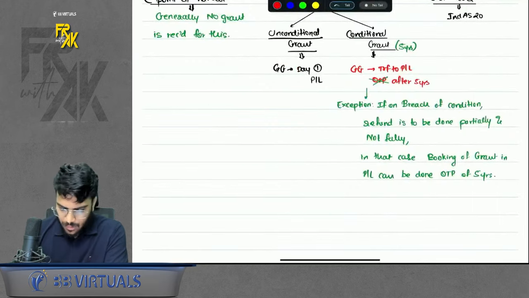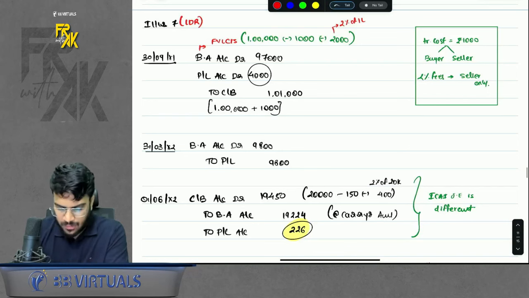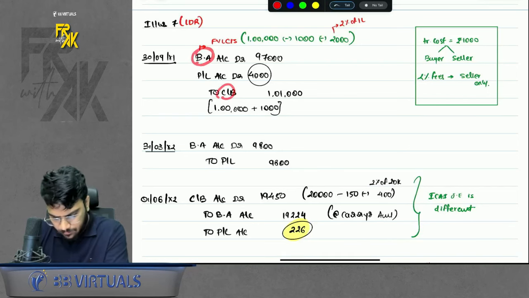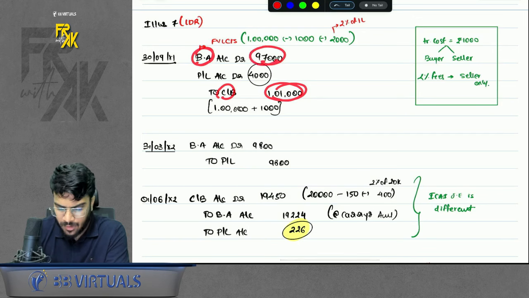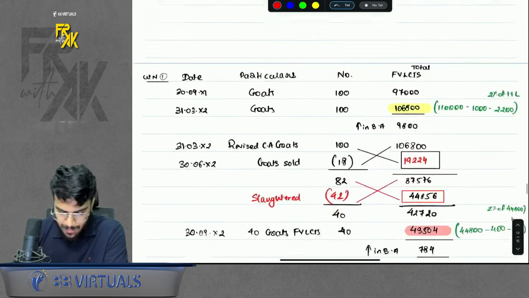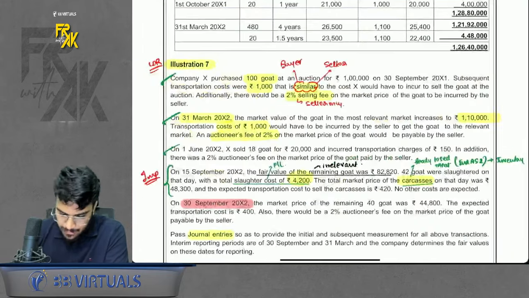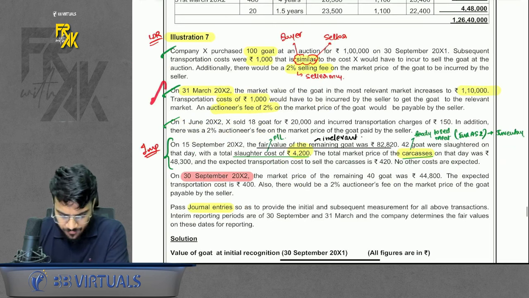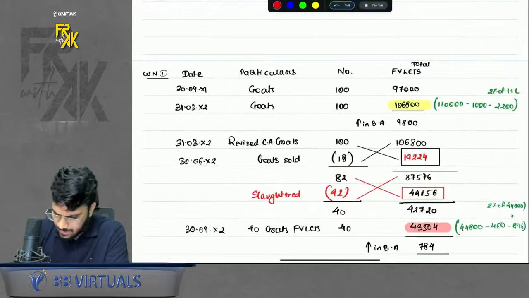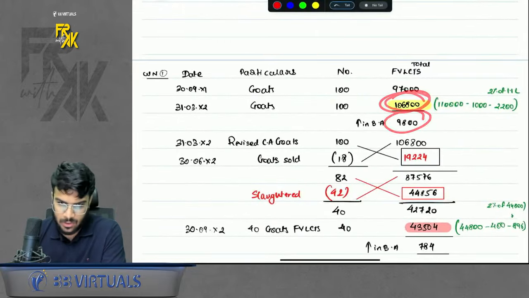So what to do? On first day, you will record the entry biological asset to cash bank. This is the amount of cash bank, this is the amount of FELCTS, just record it. Also prepare a table below that for 100 goats we recorded at 97,000. Then it is said that on year end FELCTS is given. Simple, so just remeasure it. So when we remeasure, we get this value. Whatever increases there, book in your books of accounts.